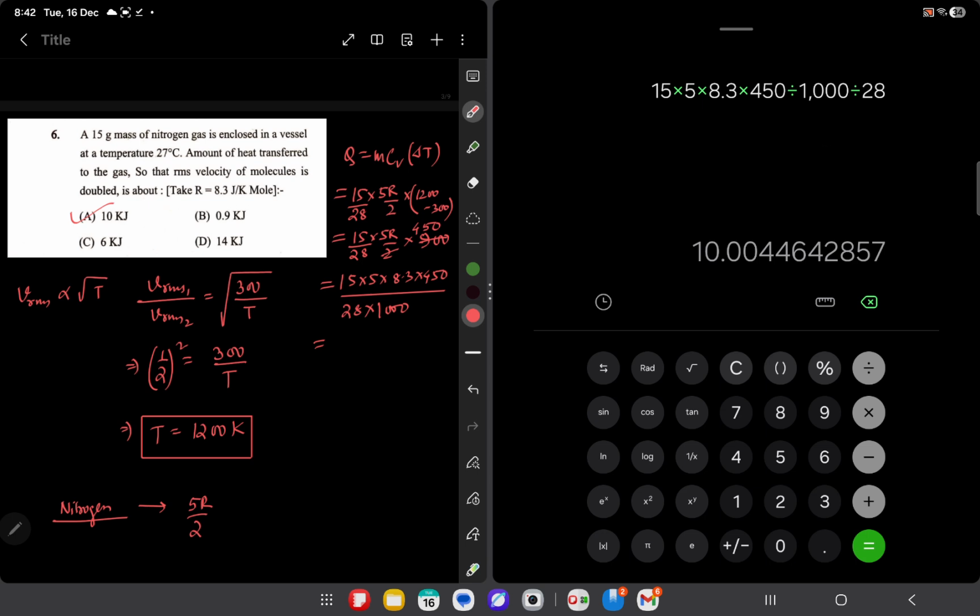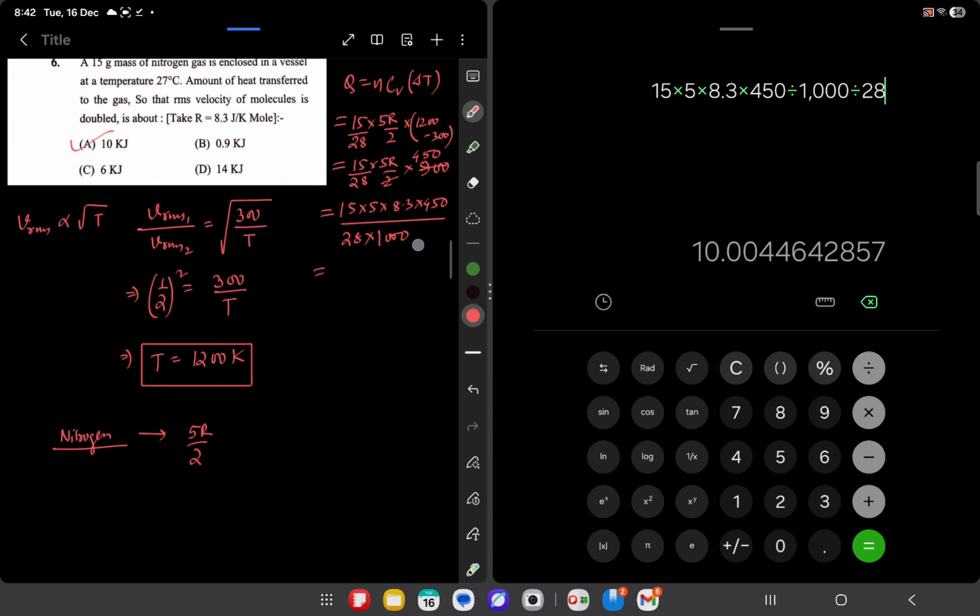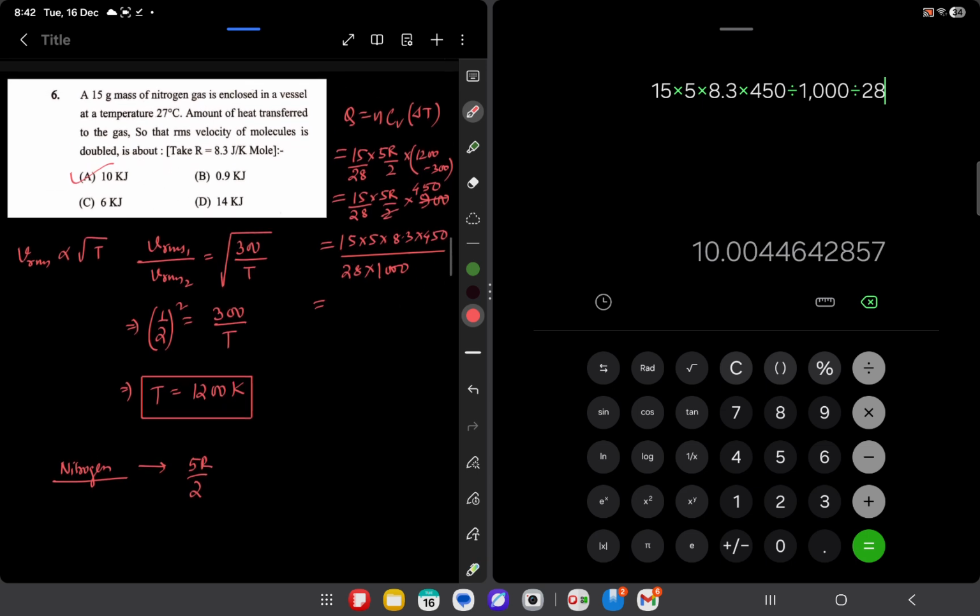So in this question, a 15 gram mass of nitrogen is enclosed in a vessel at some temperature. What is the amount of heat transferred to the gas so that the RMS velocity of the gas molecules is doubled? You know that Vrms is proportional to root T, so Vrms1 by Vrms2 should be equal to root over T1 by T2. T1 is 300, T2 is T, so T2 is coming to 1200 Kelvin.